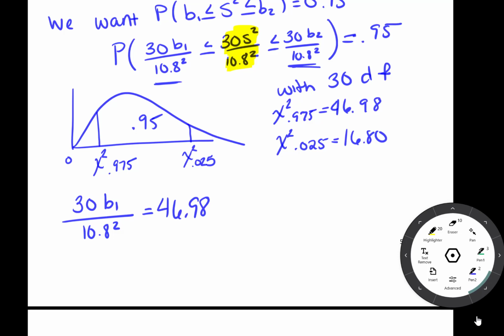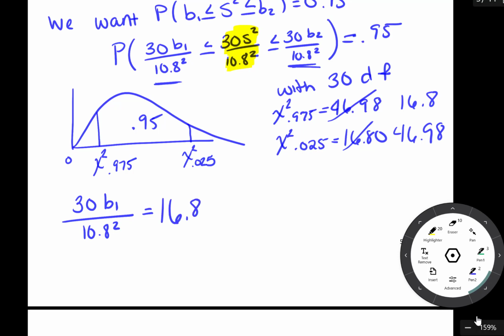And I just realized I've done something silly here, so let's fix this. Looking here at my picture, obviously 46 is not less than 16.8. These should be flipped. Alright, now that we have these in the correct order, now we could solve. So now we solve for b1. So this is going to suggest that b1 is equal to 65.32. And then you could do the same thing and solve for b2.